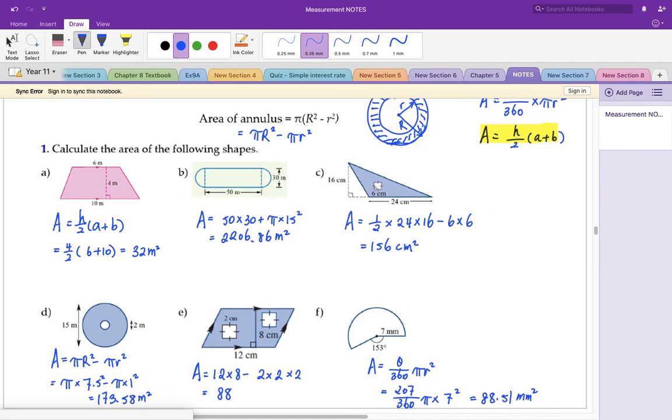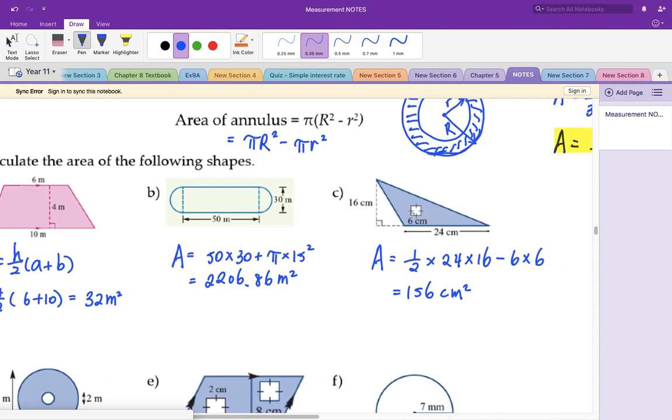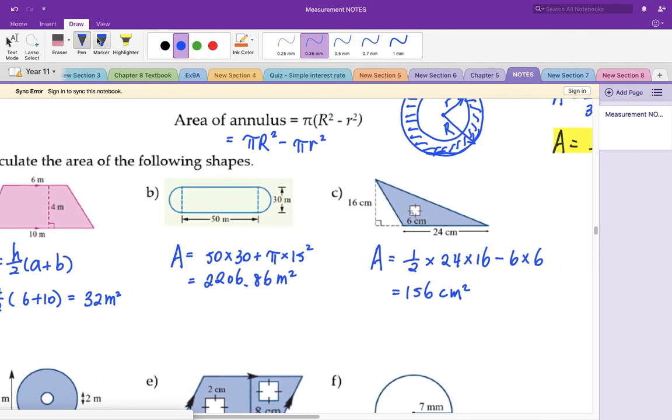Second one, I'm going to zoom in a little bit. Second one is a track. But as you can see, because it's got two half circles, you can actually just make them up to one circle. That's why I only used pi r squared here, because I see that it's two half circles. They make up pi r squared. And in the middle, it's a rectangle, right? So width times length, 50 times 30, and that will give you the answer.